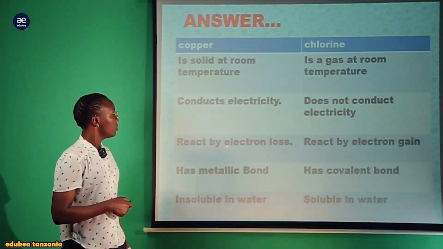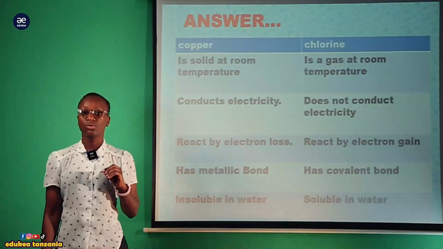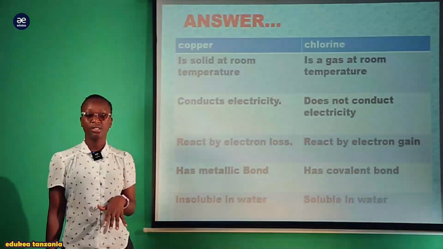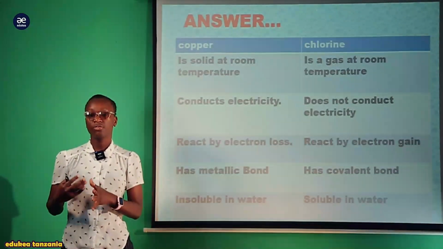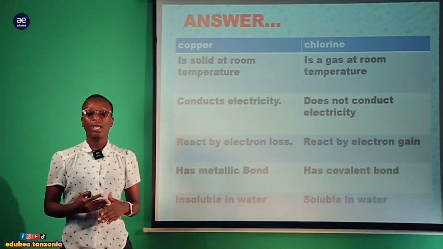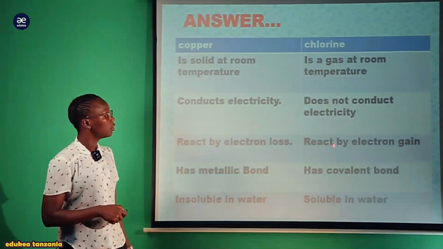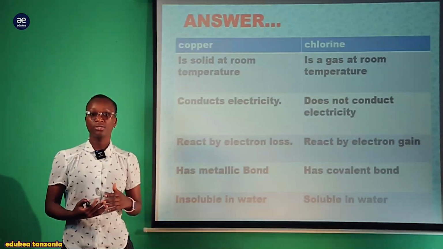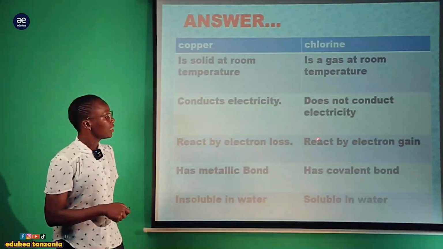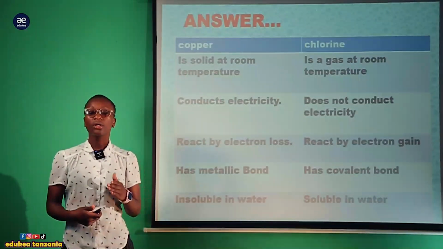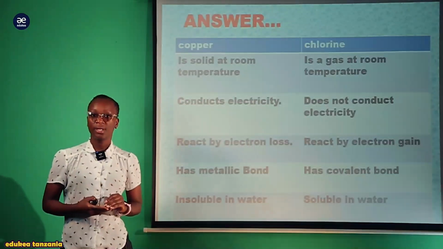It also reacts by electron loss. Kwamba the copper always tunajua ni metal. So always metals they tend to lose the electron to maintain the atomic stability. So ile reaction yake ilikuwa kutoka kwenye the atom ambayo ni unstable kwenda kwenye formation of ion ambayo ni stable ion, ina lose electron. Therefore, copper reacts by electron loss. Lakini tunapokuja kwa huyu chlorine ambaye ni non-metal, always tunajua kwamba non-metal in order to attain the atomic stability they have to gain electron. Therefore, it reacts by electron gain. Kwa hiyo chlorine ana react kwa kugain electrons ili aweze maintain ile atomic stability.